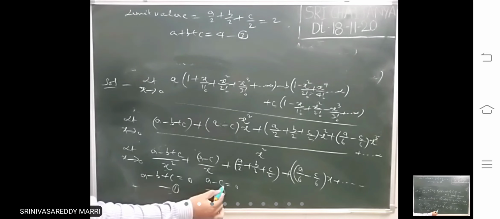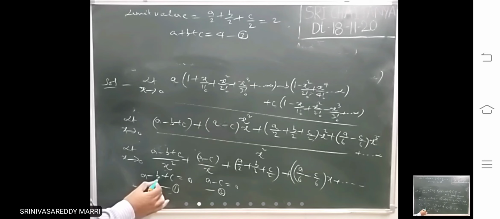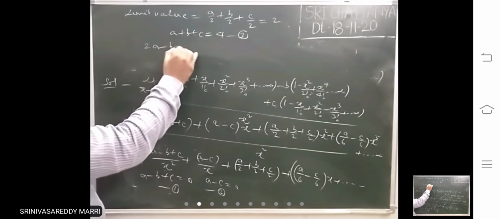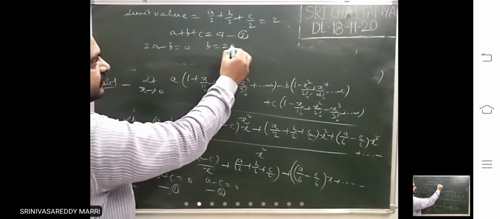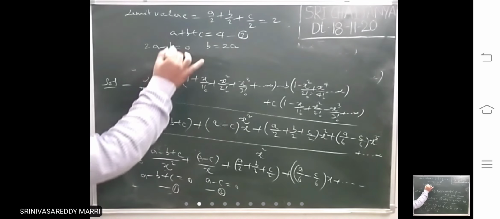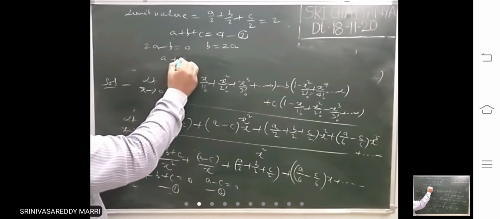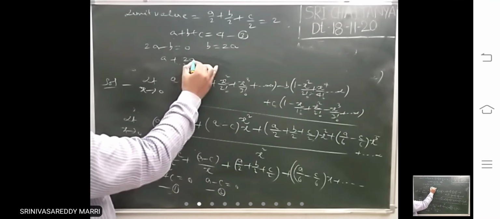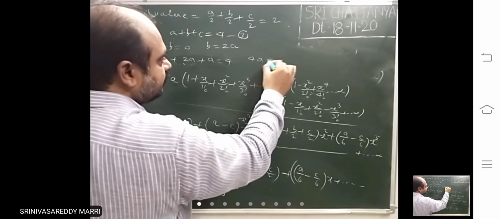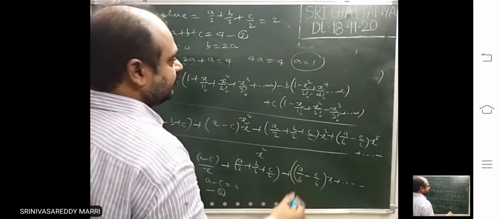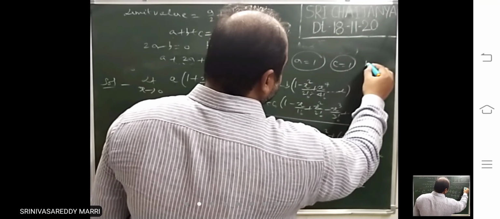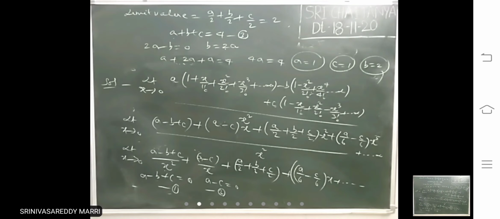So easy, A equal to C. You can substitute A equal to C here. That means 2A minus B equal to 0. B equal to 2A from the first equation. So B equal to 2A. Now use the third equation, A plus 2A plus C is A. That means 4A equal to 4. A equal to 1. A equal to 1 means C is what? 1. B is what? B is 2. Those are the values.